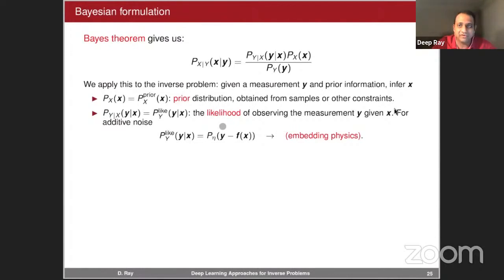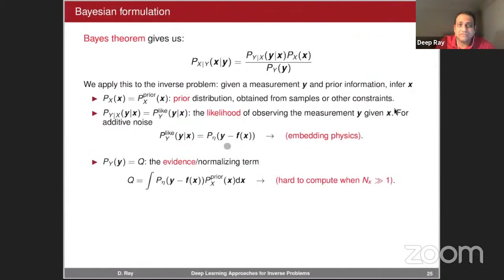And for the case of additive noise, where you have y equal to f of x plus eta, you can actually write the likelihood term as p eta of y minus f of x. And this is a nice way of actually embedding the physics into your inference problem, because f is the forward model that tells you how x leads to an output. Then, of course, you have the denominator over here, which is known as the evidence term, which is used to normalize the numerator. And typically for most high dimensional problems, this is very hard to compute. So we assume that we do not have this evidence term.